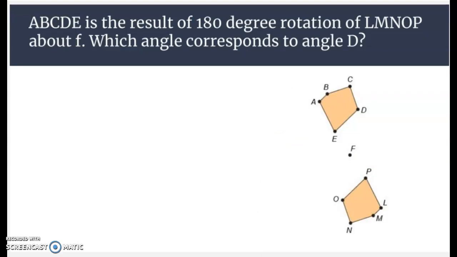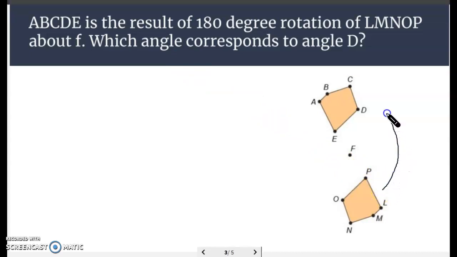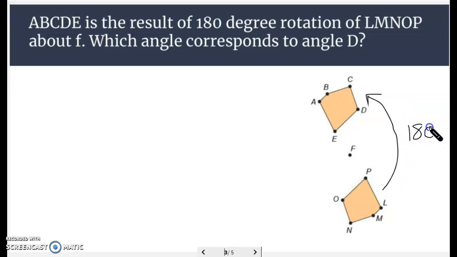Another type of transformation is a rotation. This was a rotation. So it says ABCD is the result of a 180 degree rotation of element OP. So we rotated this thing 180 degrees, like directly on the opposite side, around this point F. And now our job is to figure out what is the corresponding parts. Which here's angle D. Which one does that correspond to?